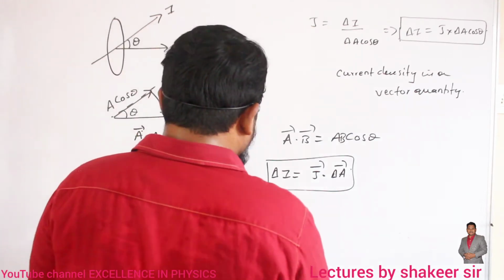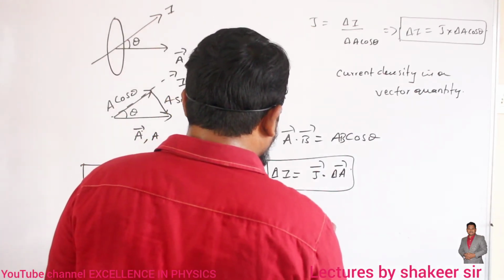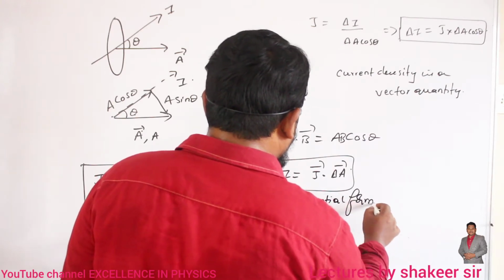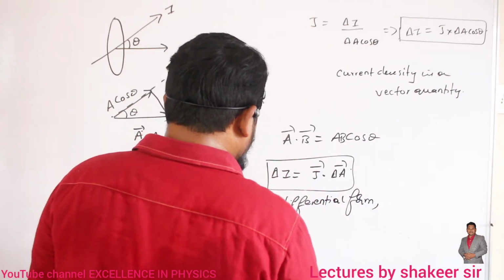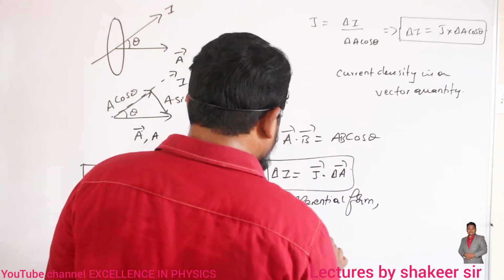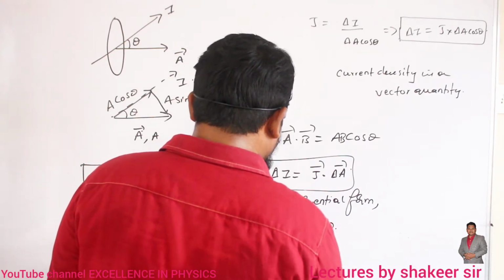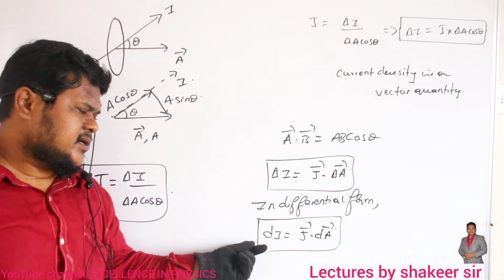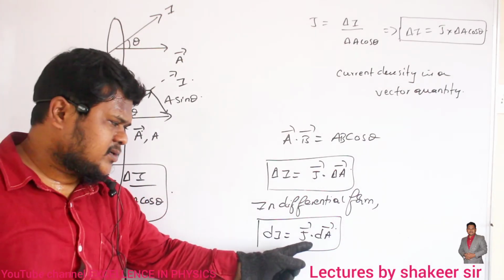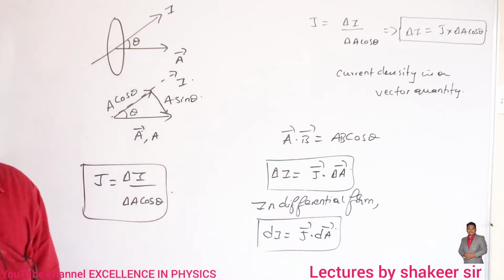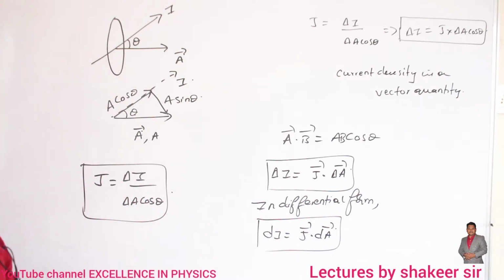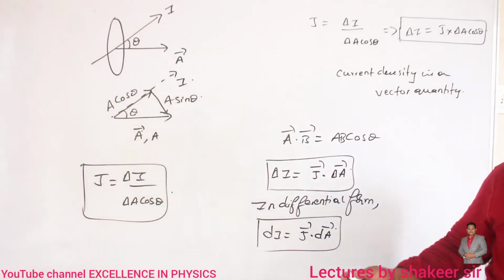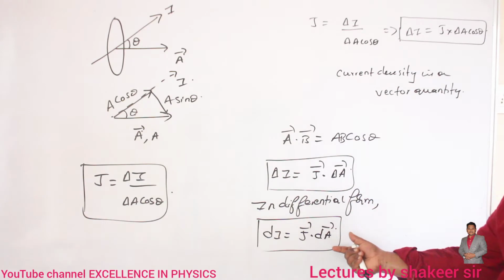Similarly, in differential form, how can I write? In differential form, the same relation can be written like this: dI is equal to J dot dA. I can write like this also in the form of differential equations. What is dI? The small amount of current which is entering into a small area of cross section dA.